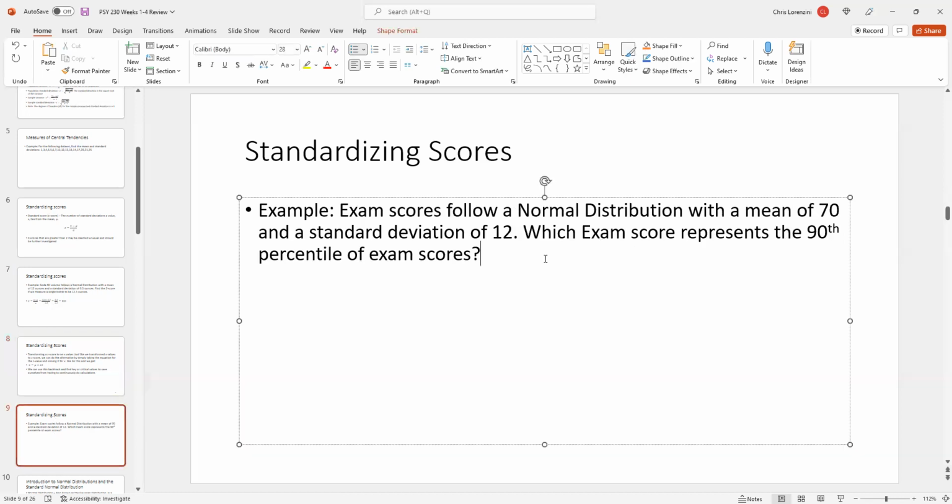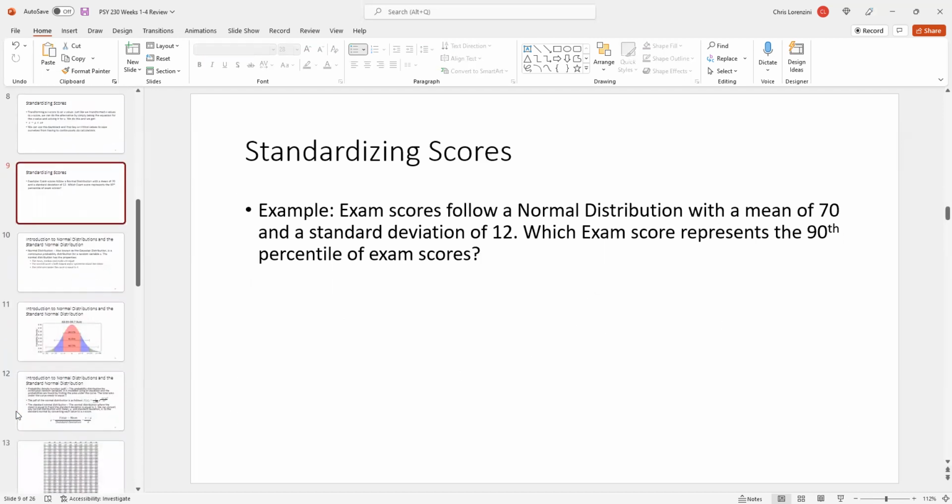So let's take an example. Exam scores follow a normal distribution with a mean of 70 and a standard deviation of 12. Which exam score represents the 90th percentile of exam scores?